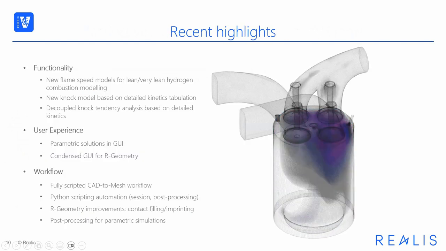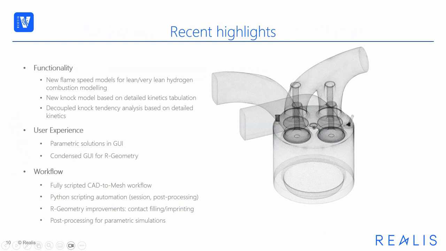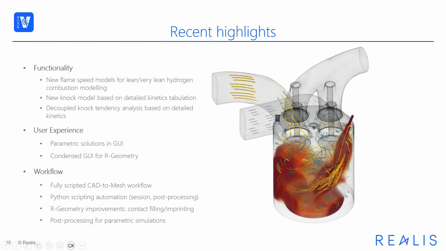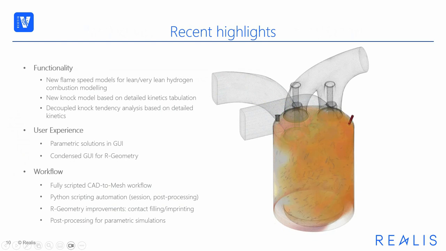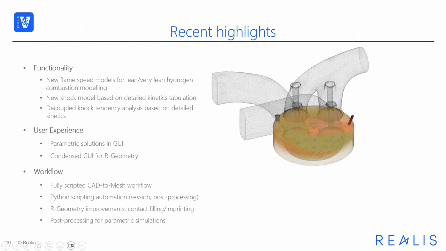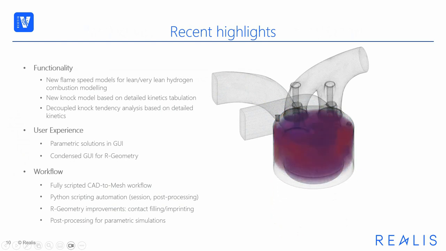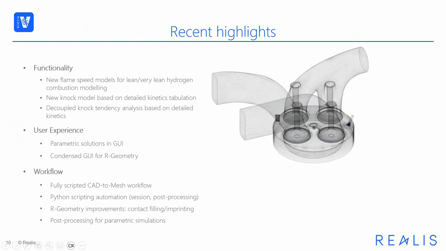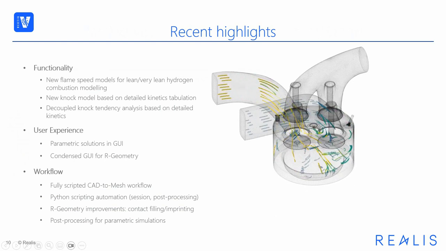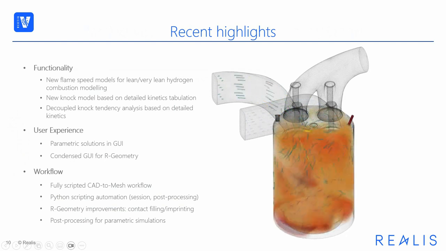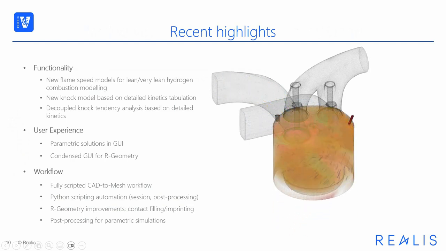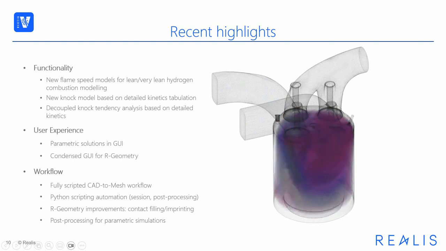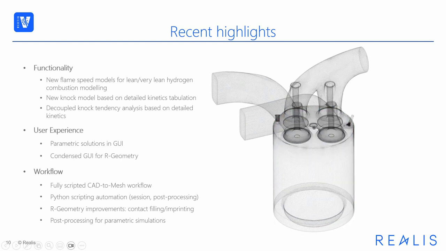Finally, let us have a brief look back at the key features in the past two releases which may be of interest to you, such as new flame speed models for lean and very lean hydrogen combustion modeling, a new NOx model based on detailed kinetics calculation, a decoupled NOx tendency analysis tool based on detailed kinetics. In terms of user experience, we have introduced parametric solutions in the GUI and a condensed GUI for AGeometry.